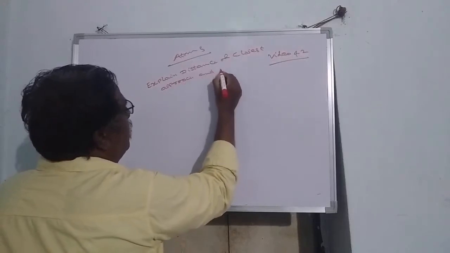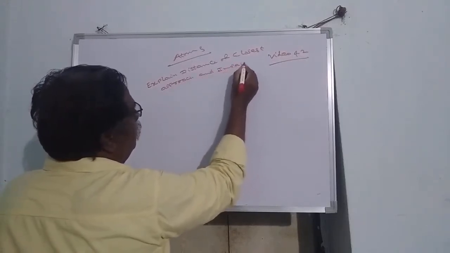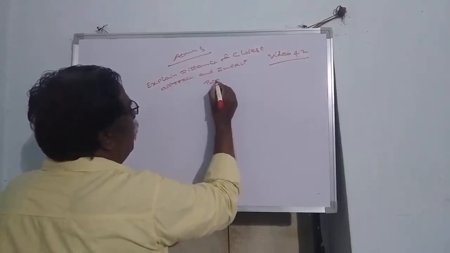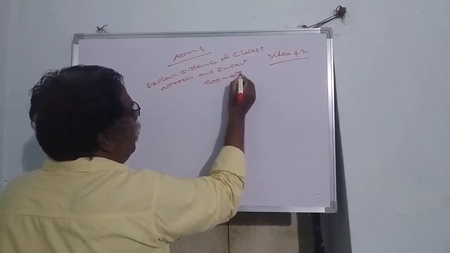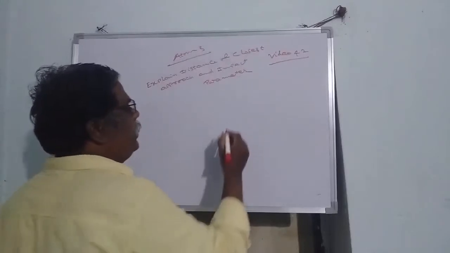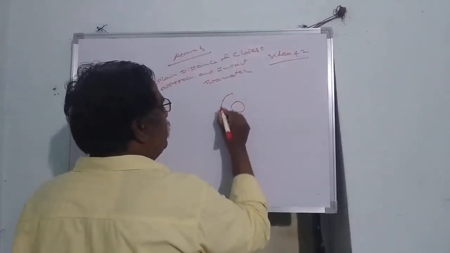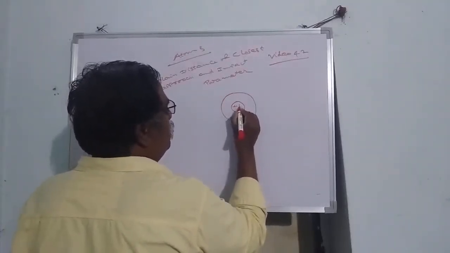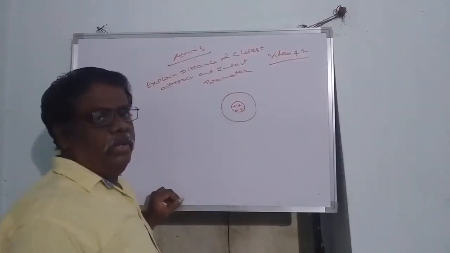And the impact parameter. First of all, closest approach. What is meant by this closest approach? Suppose this is the nucleus of an atom. So the whole positive charge will be present in the nucleus.